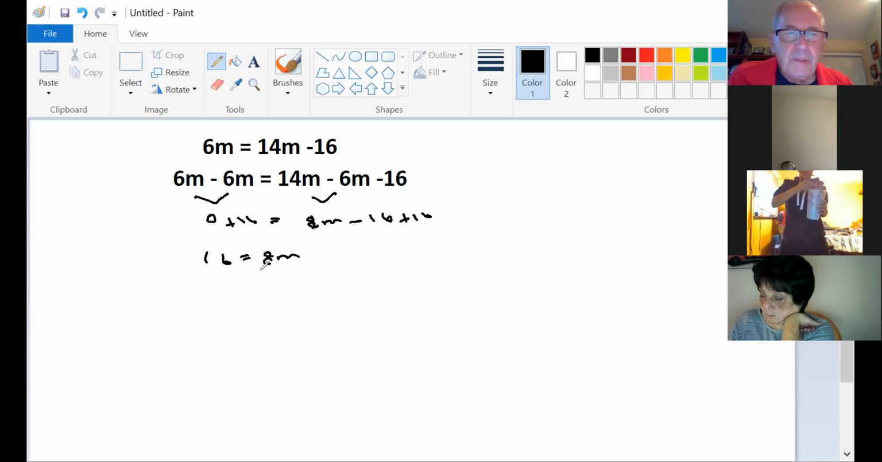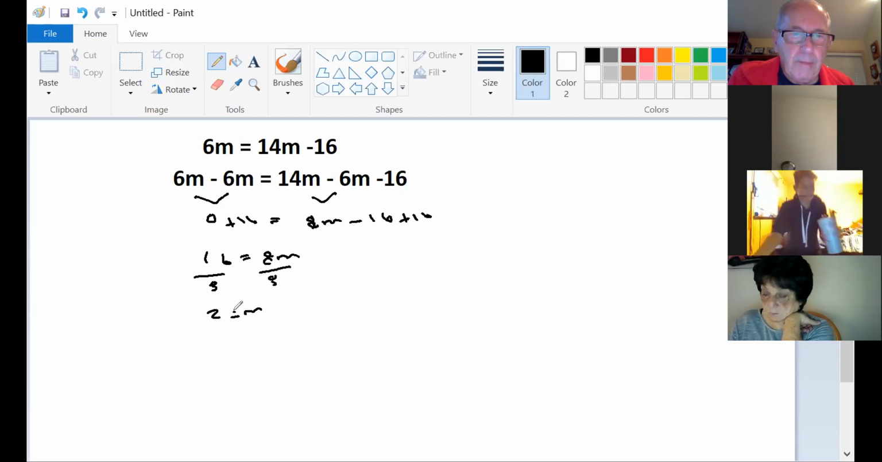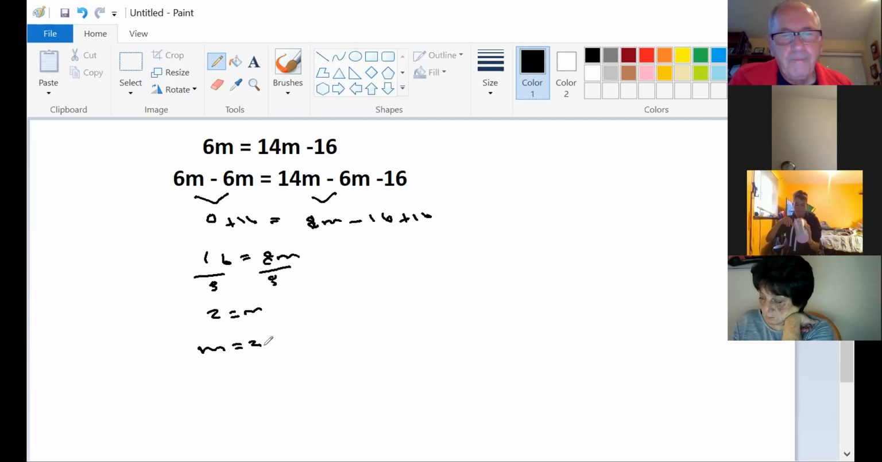So the last step is just to divide by 8 on both sides. So now I've got 2 is equal to m. And normally you would flip it and put the variable on the left-hand side. So the last step would be saying m is equal to 2.